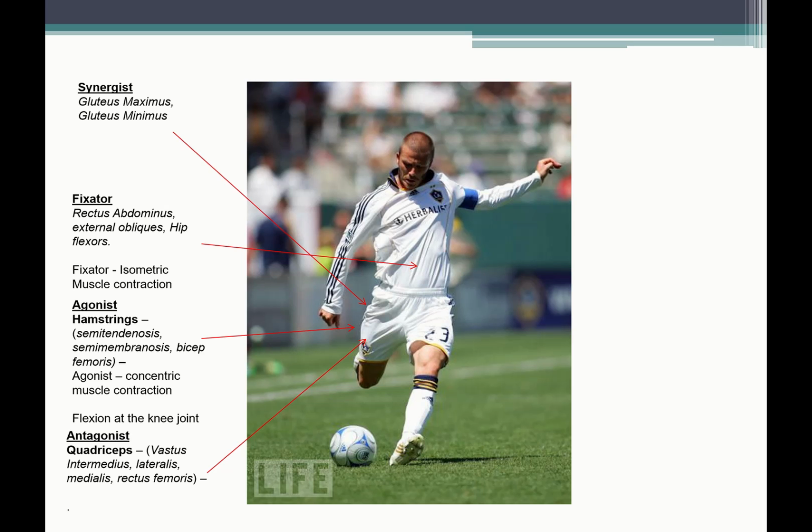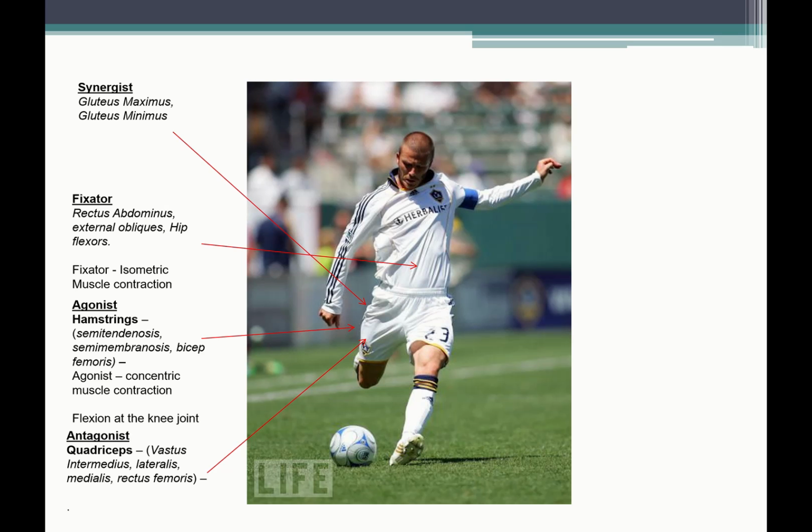And then lastly, the synergist, helping the hamstrings in order to flex the knee. We're talking about here the gluteus maximus and the gluteus minimus. So these muscles are aiding him to bend his knee and also to create that force potential which is going to be transferred into the ball.